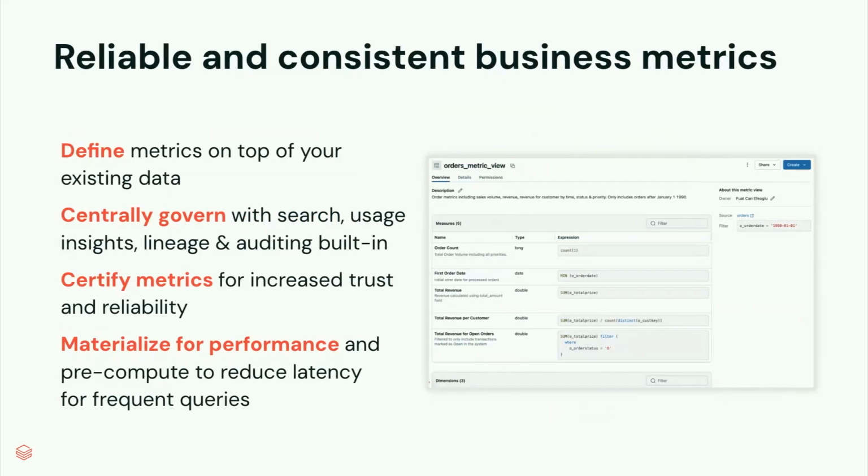Just to wrap all of this up, you want to be able to define your data model. You want to be able to define your measures and dimensions. You want to be able to centrally govern them. You want to get all the stuff you're getting with Unity Catalog today. Think search, think lineage, think row level masking, row level filtering, column masking, auditing. Every governance piece that you get with metric views.